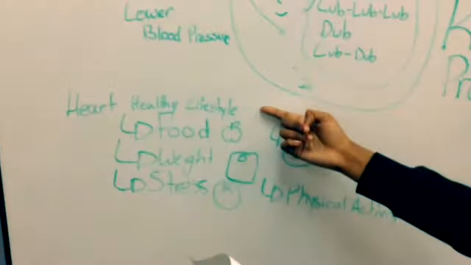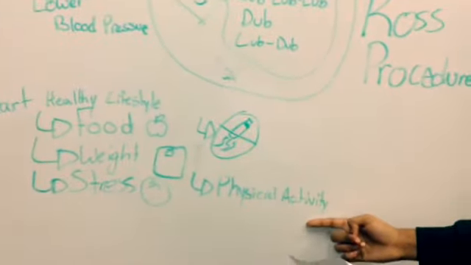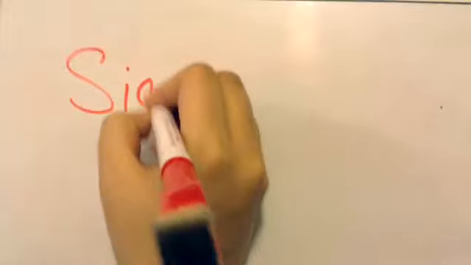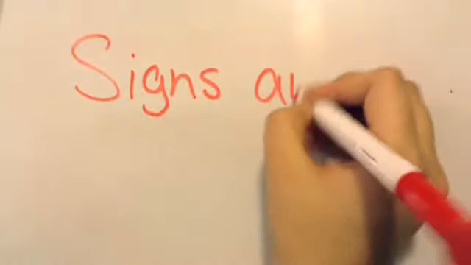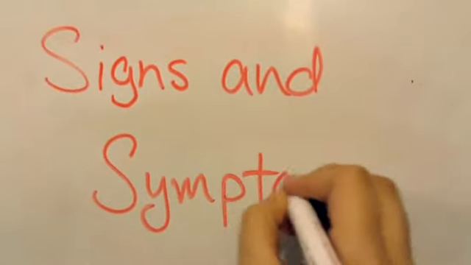A heart-healthy lifestyle includes heart-healthy eating, a healthy weight, controlling stress, no smoking, and physical activity. Heart valve disease is a very dangerous disease for our body. However, we should know the signs and symptoms of this disorder.